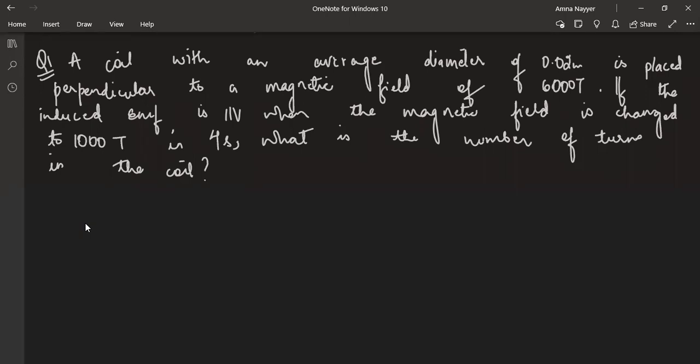Ma'am, what is written after induced EMF? Volt. 11 volt. This, no? This is 11 volt.